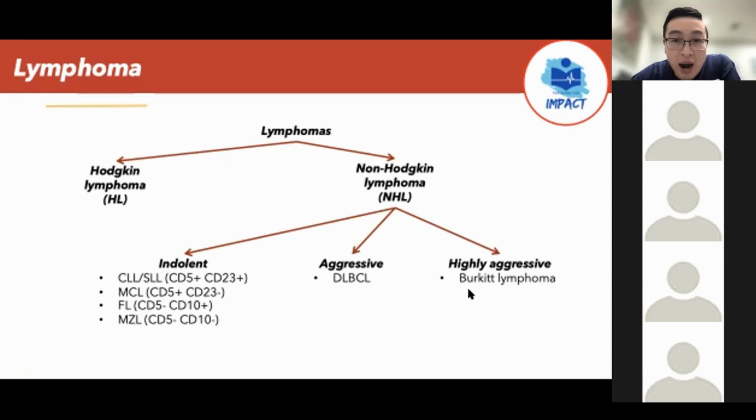And finally, the highly aggressive one, usually found in adolescents and young adults, so you may or may not see this if you practice as an adult hematologist, is Burkitt's lymphoma.